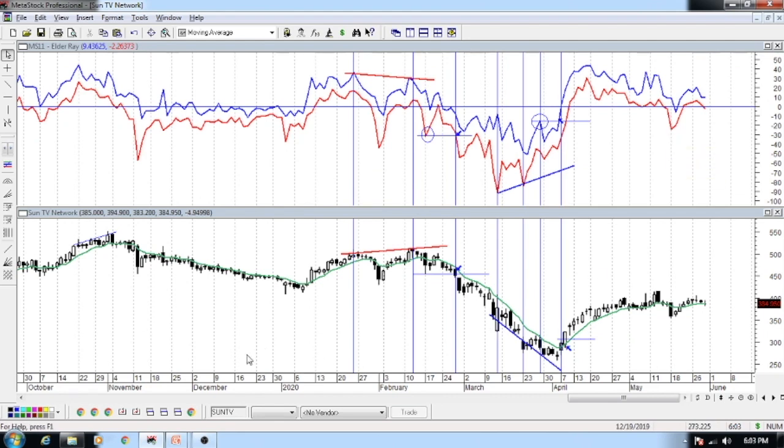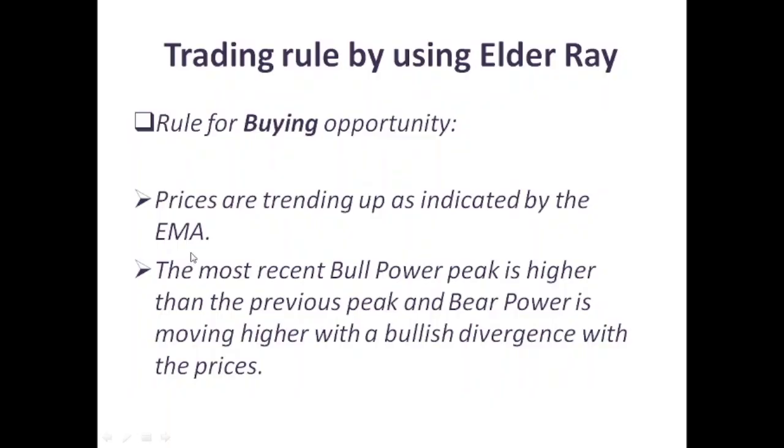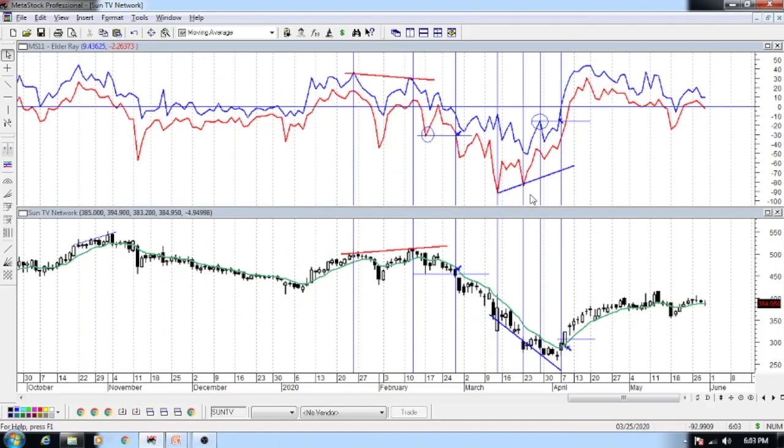Okay, so for the buying rule, firstly we have to check the direction of the price. For a buying opportunity, we need an uptrend in price, which is confirmed by the EMA. So price is trending up as indicated by the EMA. This is the first condition. The next is that the most recent bull power peak is higher than the previous peak, and bear power is moving higher with a bullish divergence with the price. So these are the three conditions we need to check to take a long entry using this Elder Ray system. First, we need a price uptrend confirmed by the EMA, the exponential moving average.